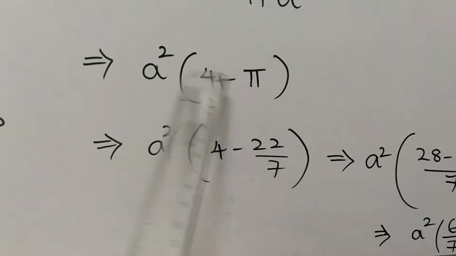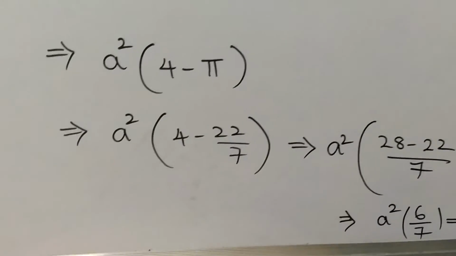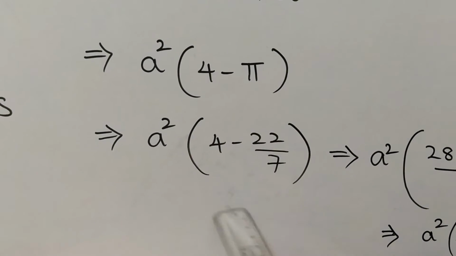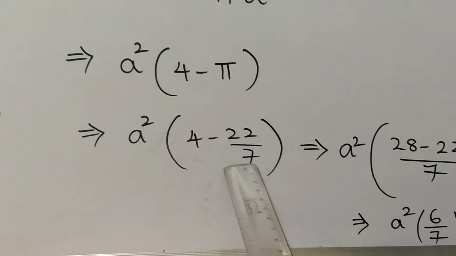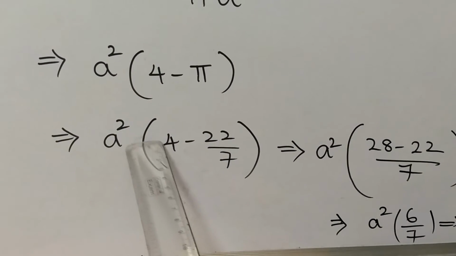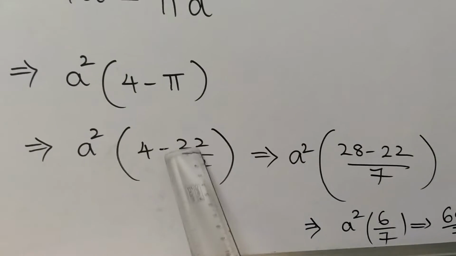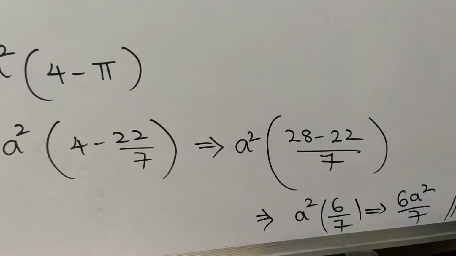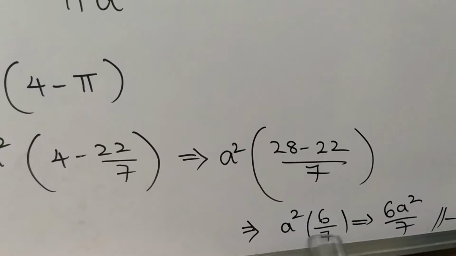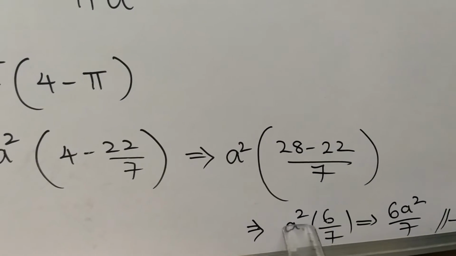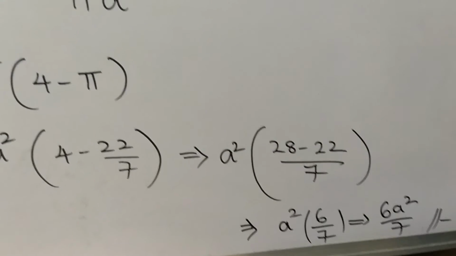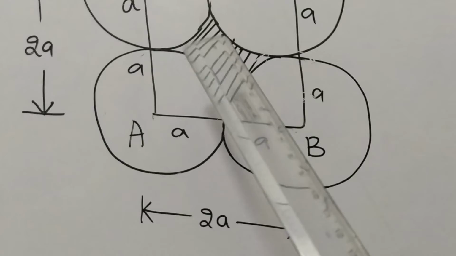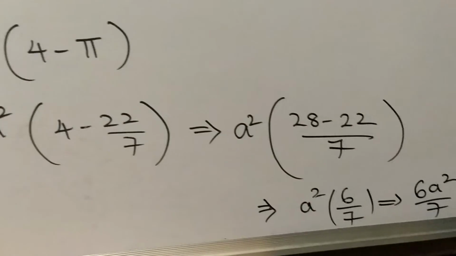Now take the pi value. This we have already discussed. What is the pi value, students? It is 22 by 7. So take here 22 by 7, 4 minus 22 by 7. Now we have to do the subtraction here. So multiply this 7 with 4. You will get 7 4s are 28. 28 minus 22 divided by 7. So 28 minus 22 is 6. So a square into 6 by 7. Now in the last we can write 6 into a square is 6a square by 7. This is the area of shaded region. Hence the area of this shaded region is 6a square by 7.